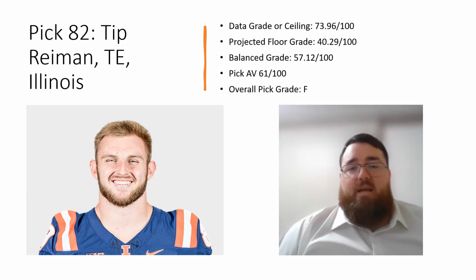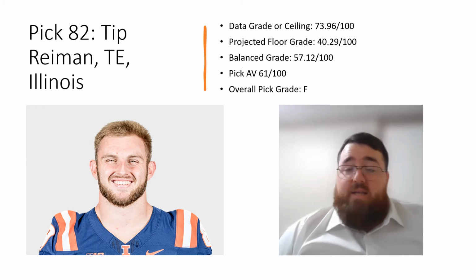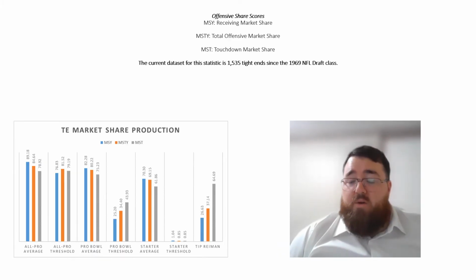So they didn't really hit it out of the park. They kind of hit below par is essentially what this is. But he does have good data. Based on his production data, he had an above average touchdown score in the 61 percentile. Everything else was below average, though, in terms of his receiving and his total offensive market share.